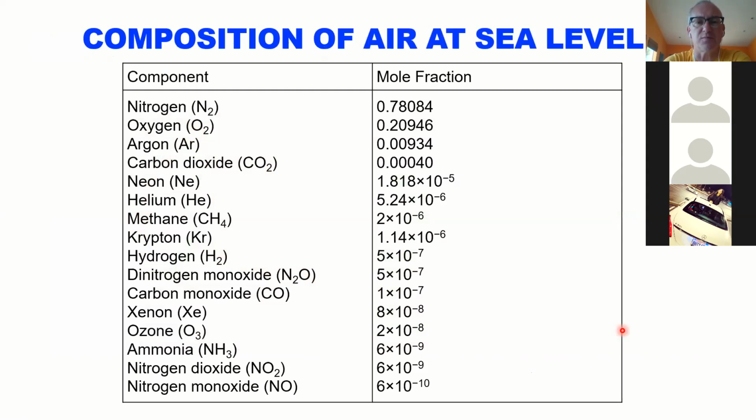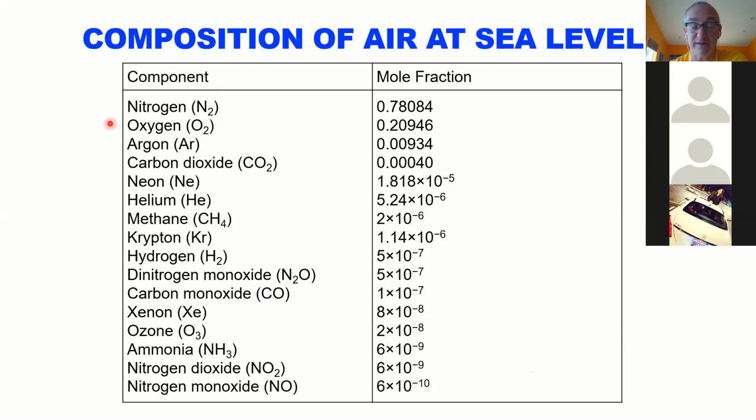Just quickly, this is the composition of air at sea level. And just like any other mixture, we would say that this is a solution. It's a solution of gases rather than solids and liquids. And so the solvent would be the one that's there in the highest concentration, and that would be nitrogen. I think we all knew that. It's around 78%. Oxygen is next.